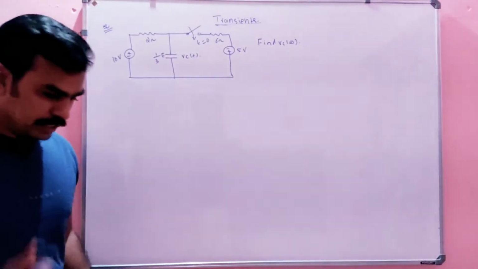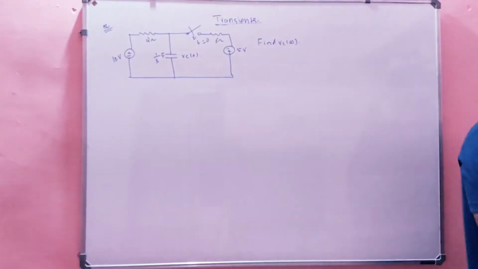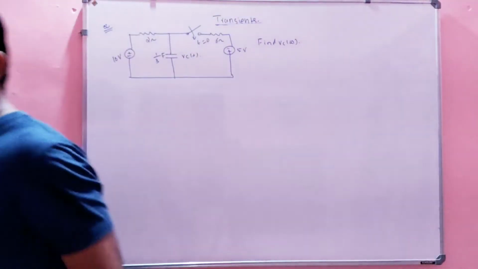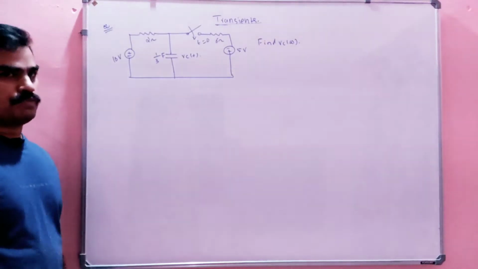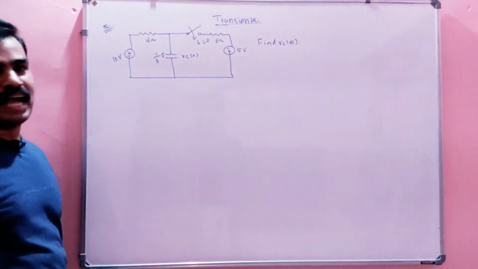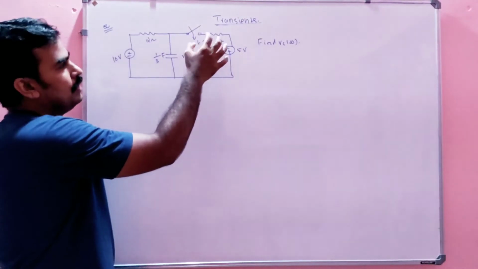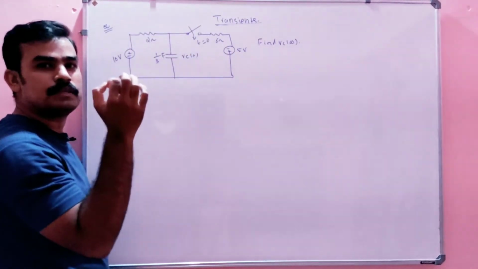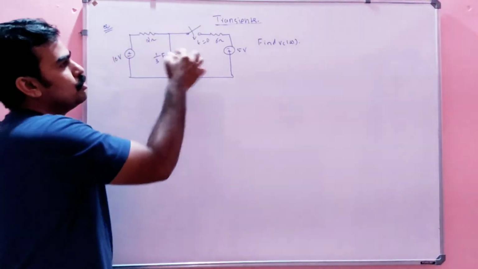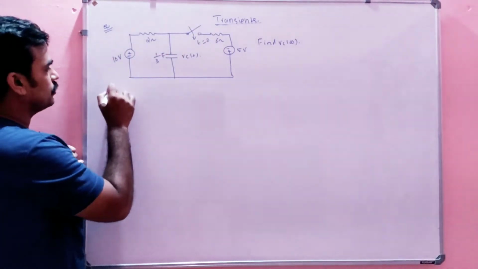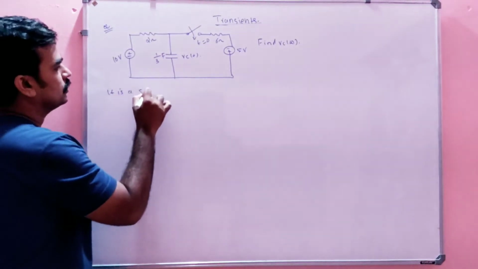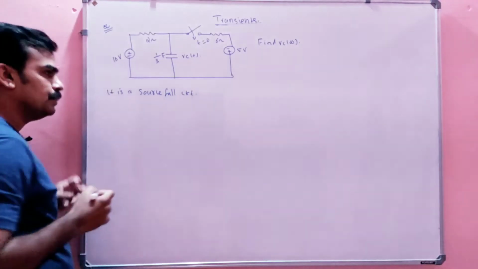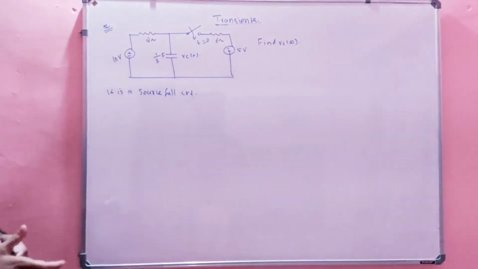How can we solve such a question? Carefully observe the question. Can you tell me whether it is a source-free or sourceful circuit? How can we check that? At t equal to 0, if the circuit contains a source, that is called a sourceful circuit. So it is a sourceful circuit, first thing.